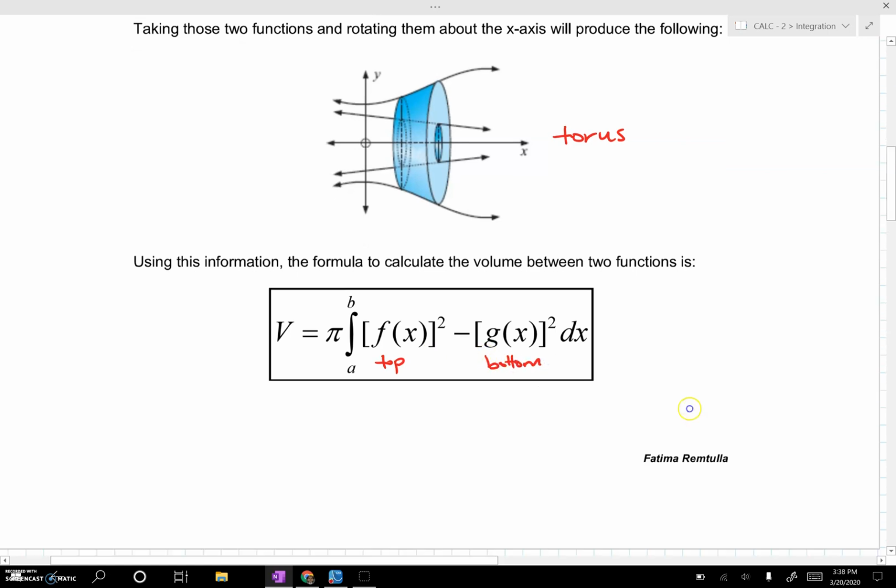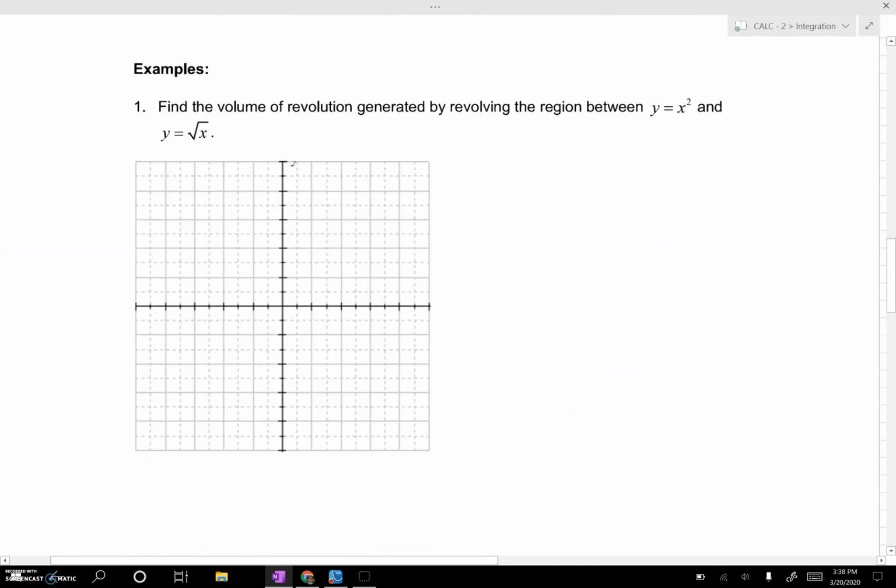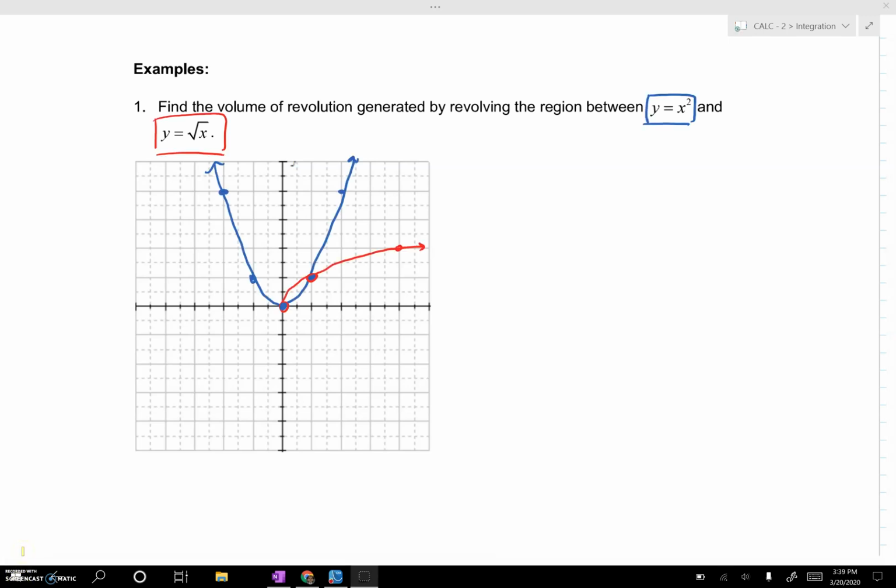Okay, let's try our first question. I want to find the volume that's generated by revolving the region between the parabola and the square root function. The first thing I'm going to do is draw it. I'd like you to take a moment to do the same, and double the scale so it's a bit bigger and you can see it. I drew my parabola in blue and my square root function in red. The area that I'm looking for is highlighted here in yellow.